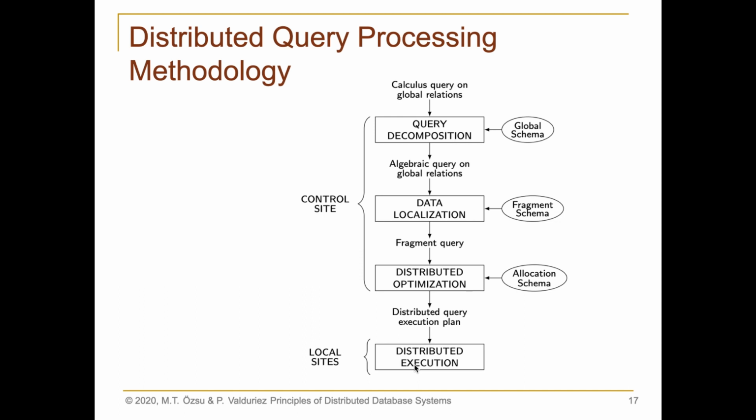And finally, the distributed query execution plan is executed by using the distributed execution component in the local site. Look, the first three components of distributed query processing are executed at the control site, or at the coordinator site. They use global schema, fragment schema, and allocation schema respectively. But the distributed query execution plan is supposed to be executed at local sites where the fragment is located. Now let's talk about each of these components in the distributed query processing path in detail.